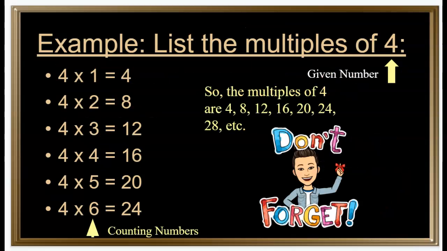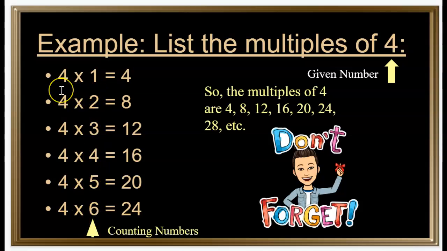So here is an example. It is asking us to list the multiples of 4. Boys and girls, 4 will be our given number. It is asking us to find the multiples of 4, and 4 is our given number. I've mentioned that the counting numbers are the numbers that we count by. 1, 2, 3, 4, 5, 6.